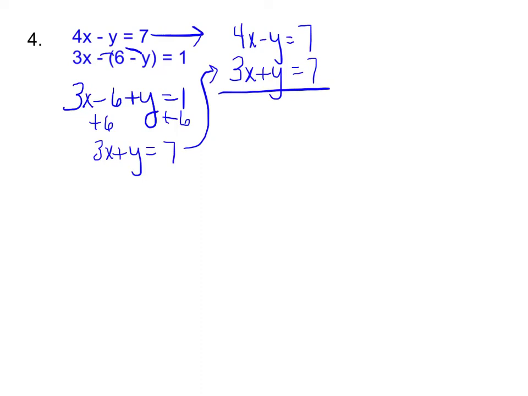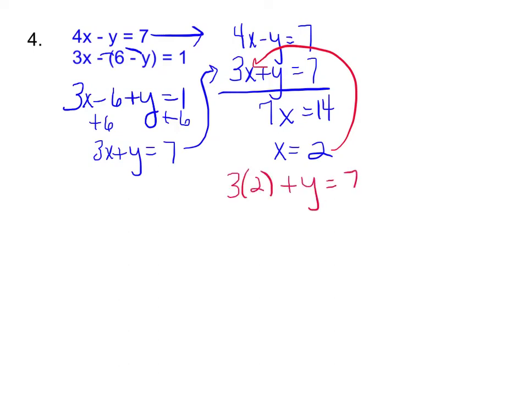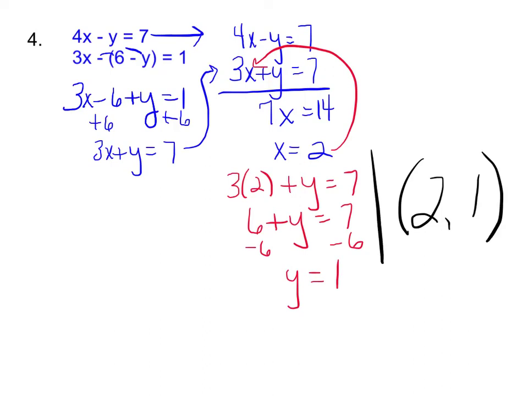So now, I'm going to add them together. That gives me 4x plus 3x, which is 7x. The y's cancel, equals 14. I divide both sides by 7. I get x equals 2. I'm going to take that 2 and plug it right here. Once again, you can plug it into either equation. So 3 times 2 plus y equals 7. That gives me 6 plus y equals 7. Subtract 6, y equals 1. Therefore my answer, x is 2, y is 1, and my answer is 2, 1 to my system of equations.